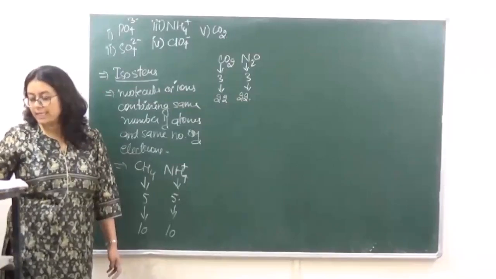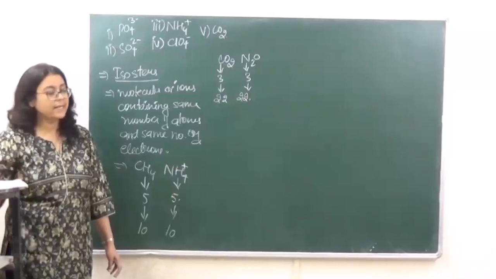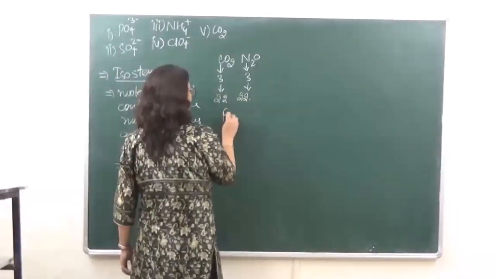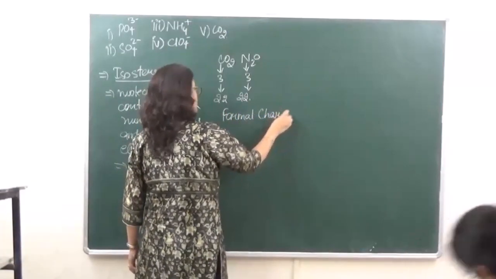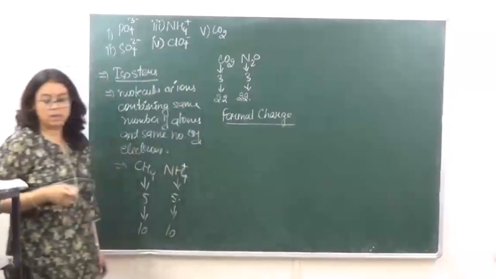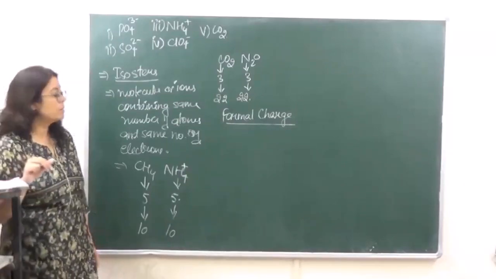Okay? So these are isosteric species. Got it? Then the last topic for today which we are going to do, that is formal charge. Formal charge. Now what is a formal charge?